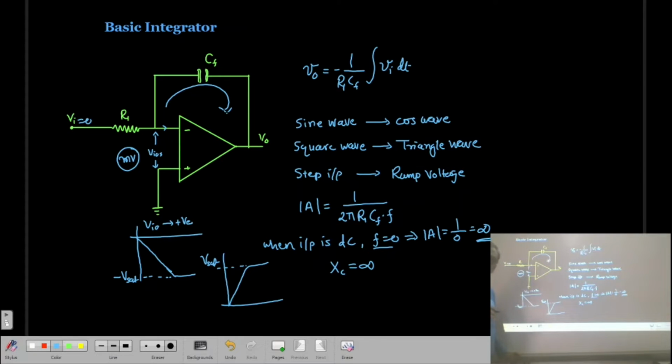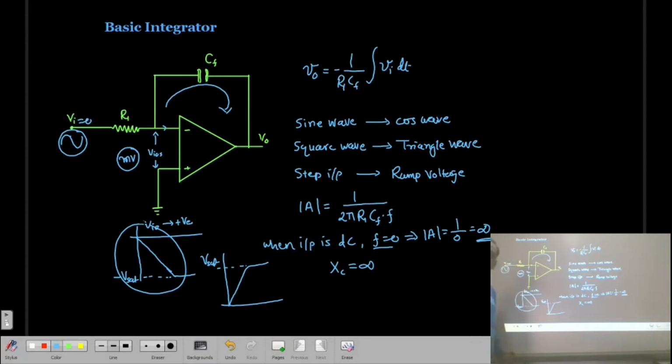So now what will happen? When we apply some voltage at the input, the output voltage will consist of your input voltage as well as the saturation voltage.